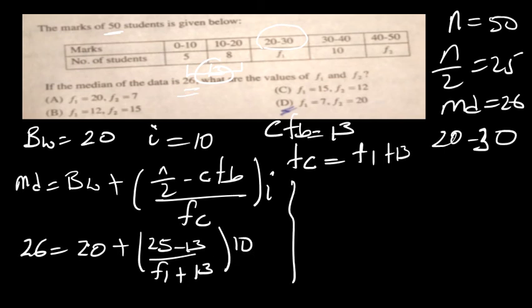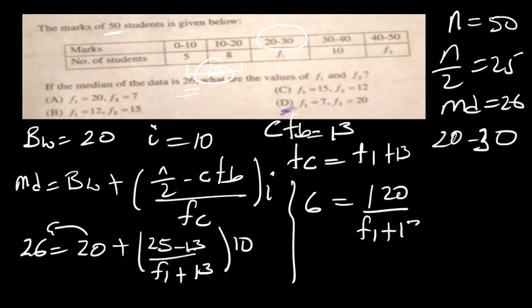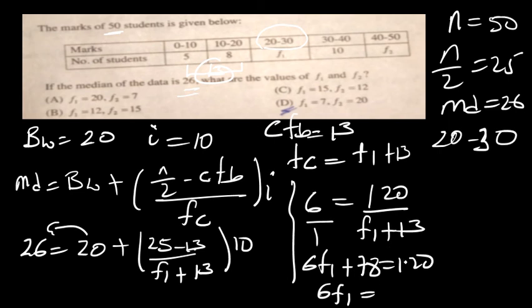Okay, therefore, here we can bring the 20 across. It's going to be subtracted, and 6 is equal to 12 times 10, 120, over F1 plus 13. Then we can cross-multiply: 6F1 plus 78 is equal to 120. Then 6F1 is equal to, when you shift and subtract, 42. Divide both sides by 6. Therefore, F1 will be 7. So which choice contains F1 equal to 7? D. So the answer is D.